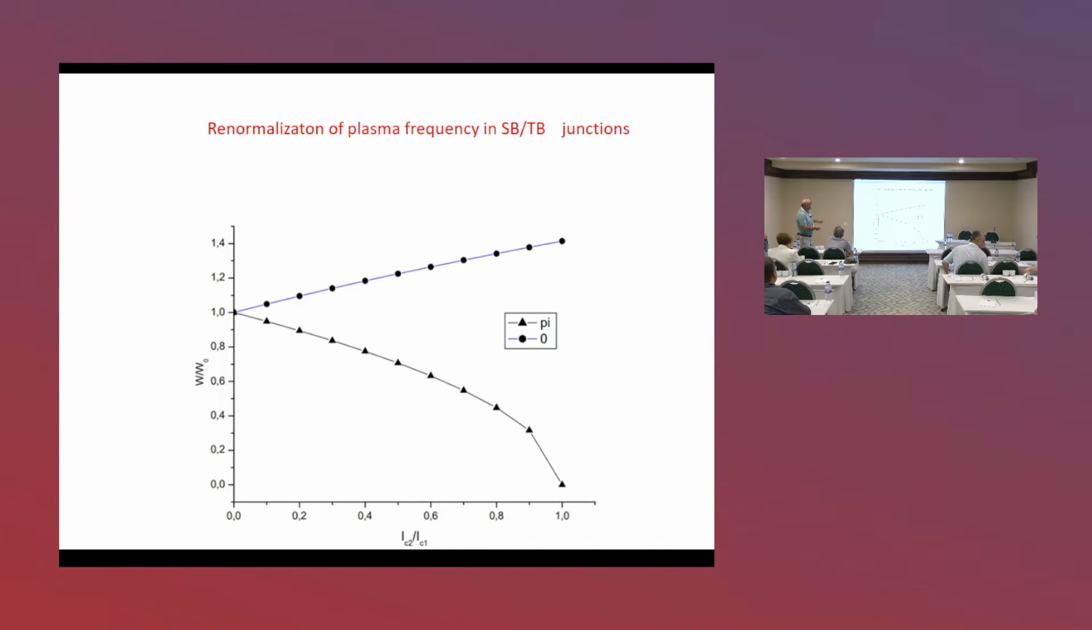And in the case of single band, two band superconductors, many band superconductors, here we also have a changing plasma frequency. In the case of pi Josephson junction, it means that we have in-phase supercurrents, and in this case, opposite direction Josephson currents.